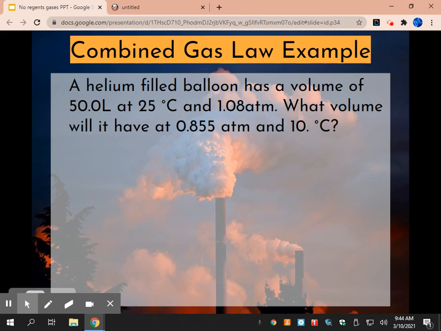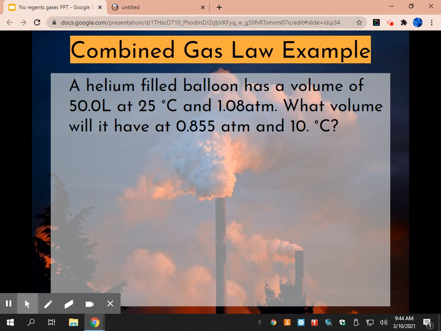Okay, so let's do some practice problems. A helium-filled balloon has a volume of 50 liters at 25 degrees Celsius and 1.08 atm. What volume will it have at 0.855 atm and 10 degrees Celsius? So when approaching these problems, what I like to do is put a letter next to a number. This is going to help me figure out which mathematical formula I need to use.